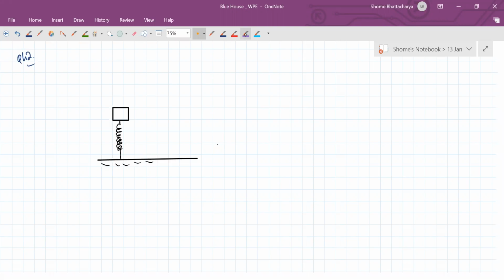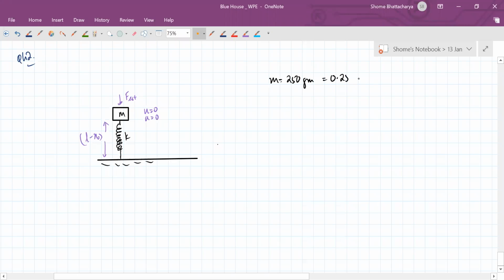So the initial state, what you're doing is you're pushing it with some external force so that the block is at rest, okay, with the spring at a length of L minus X naught. The block has mass M, spring constant is K. So mass is 250 grams or 0.25 kg. The spring constant is given to us as, how much is it? 100 newtons per meter. Okay, so you can also write that as 1 newton per centimeter. Okay. And g we have to take as 10 meters per second square.